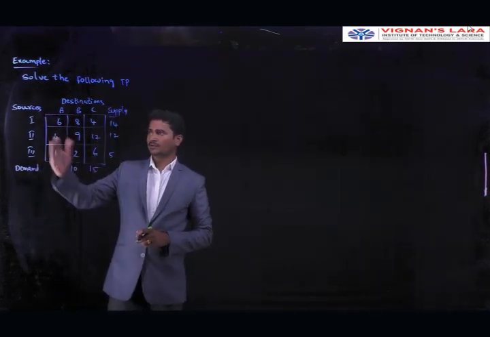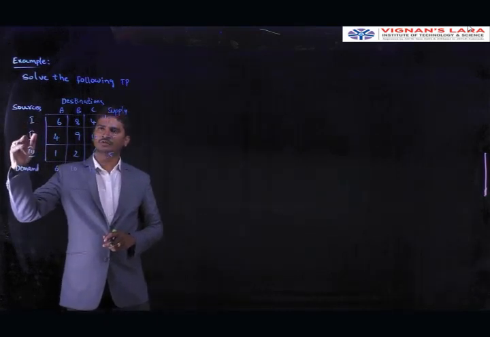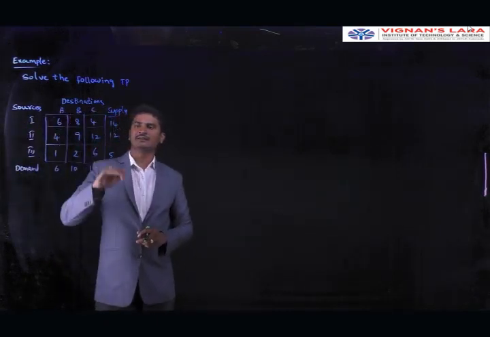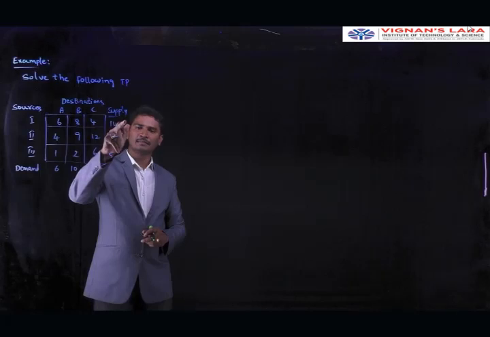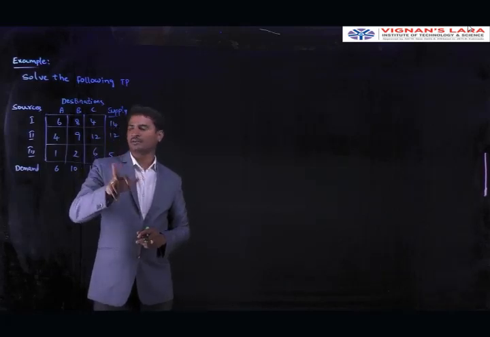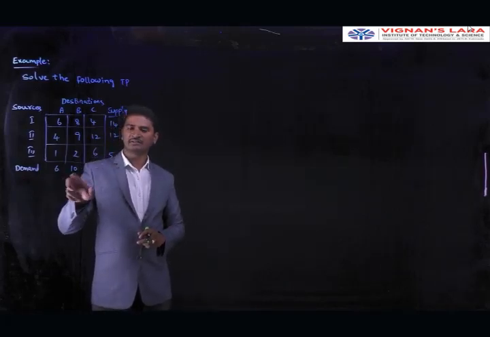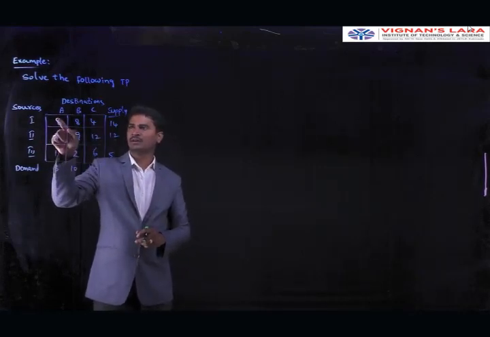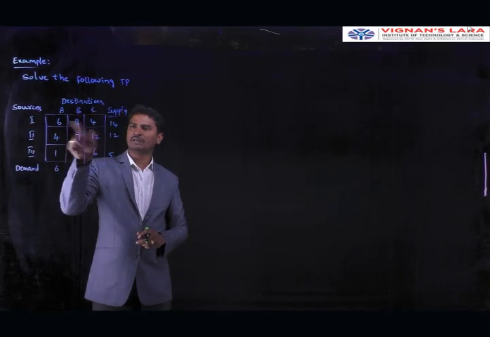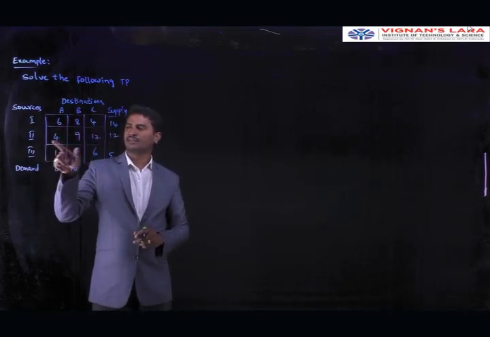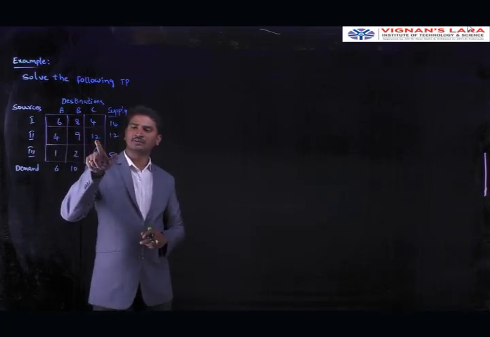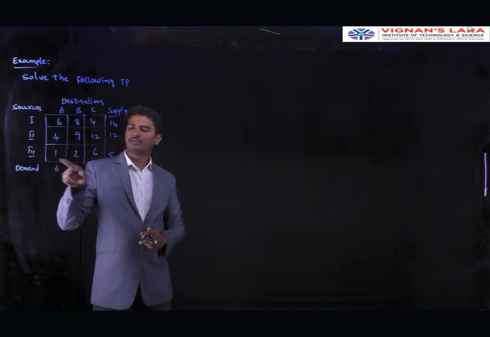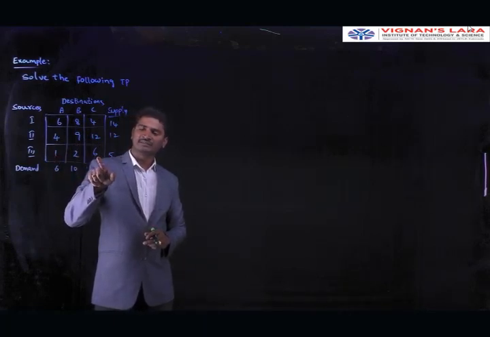Here three sources are there, 1, 2, 3, and three destinations are there. For each source we have the supply: 14 units, 12 units, 5 units, and the demand: 6 units, 10 units, 15 units. The unit cost values are given. Here C11 is 6, C12 is 8, C13 is 4, C21 is 4, C22 is 9, C23 is 12, C31 is 1, C32 is 2, C33 is 6.